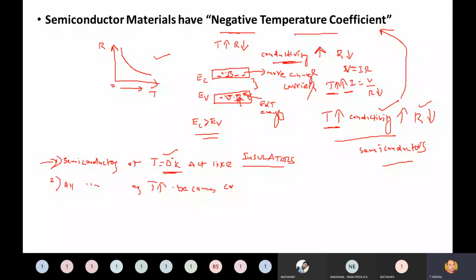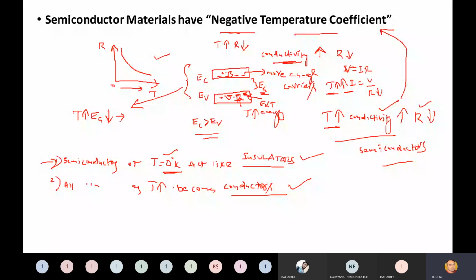Now here I am increasing the temperature. If I increase the temperature, electrons jump from the valence band to the conduction band. That means what happens to the energy gap Eg? As temperature is increased, is it increasing or decreasing? It is decreasing. The energy gap decreases. By how much does it decrease actually? That is important here.